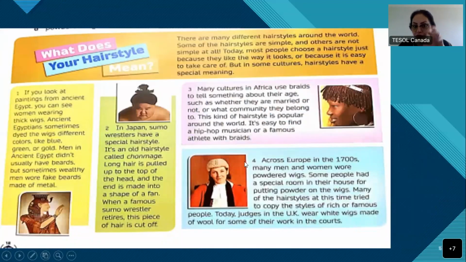But it goes for the reading in which the paragraphs are not connected. So each paragraph is separated, for example, here, the first paragraph is about Egypt. The whole thing is about hairstyle, but the first paragraph is only about Egypt. And the second is about Japan. The third is about Africa, and the fourth is about Europe. So they're separate paragraphs, but under the same topic.